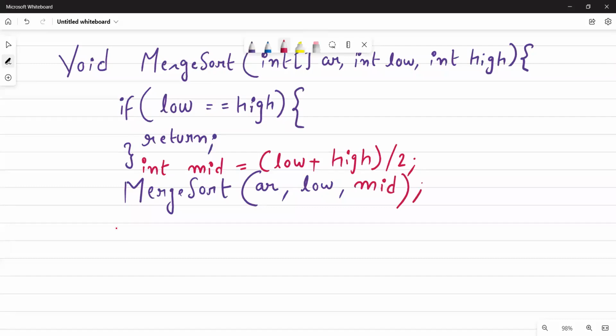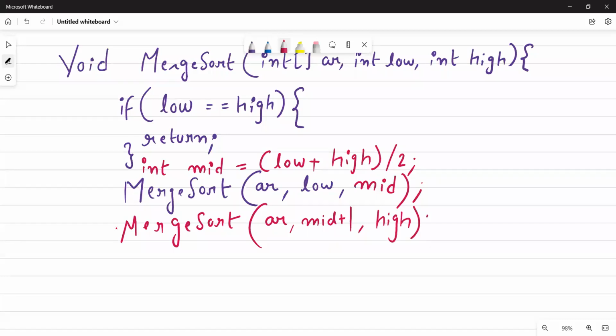So I'm assuming if I pass these parameters to the merge sort function, then it is going to give me the sorted array of the first part. And if I pass the merge sort function with the parameters array, mid plus 1 and high, then it is going to return me the other sorted part. Are you all clear?